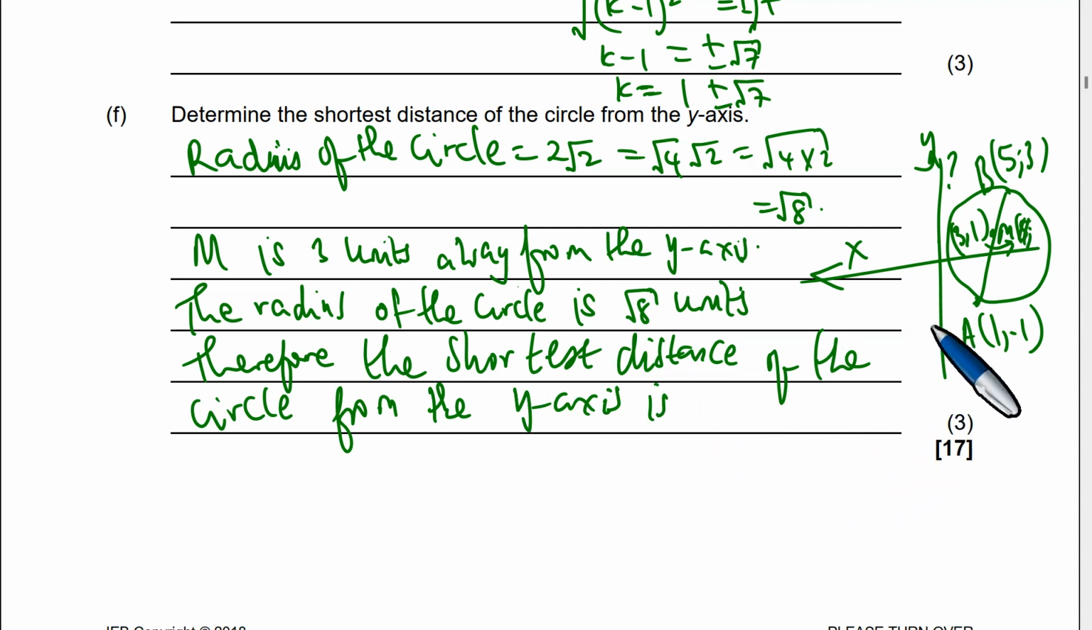So in other words, what is the shortest distance? You can take the two things. The point M is 3 units away, so you'd have 3 minus the square root of 8 units. Okay, so it's 3 minus the square root of 8 units.